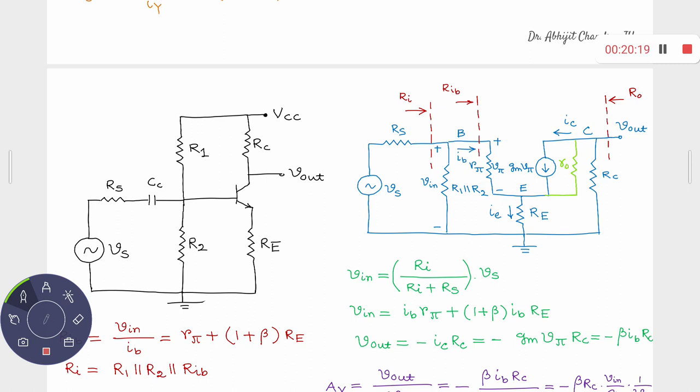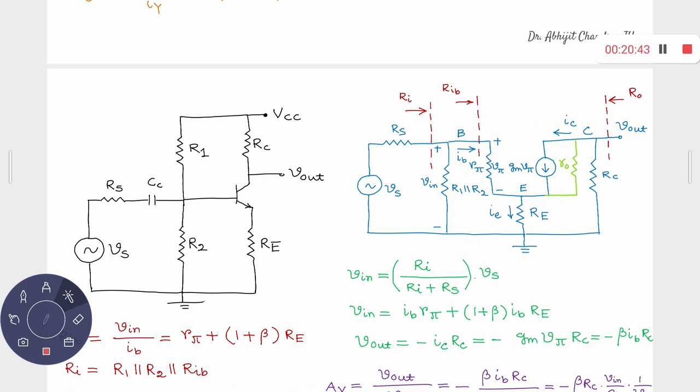And that makes the entire calculation complete. But since R0 is typically large, in order to make the analysis easier, we have just neglected R0 over there. Apart from that, if you look at the circuit, you have this R pi between the base and emitter, and you have this GMV pi current source. This is the part of your BJT.